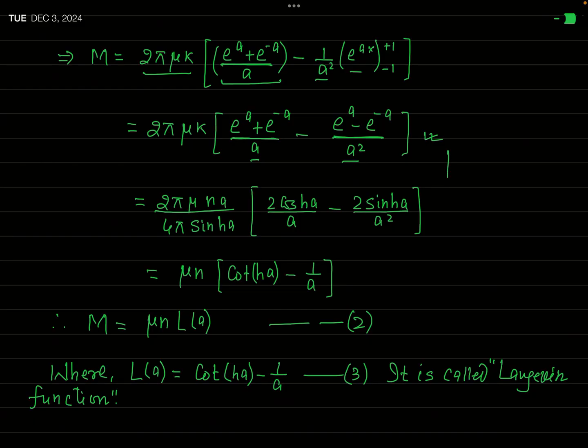Now you know that cos hyperbolic a is equal to e to the power a plus e to the power minus a divided by 2. So instead of this e to the power a plus e to the power minus a, you can write 2 cos hyperbolic a. And instead of this e to the power a minus e to the power minus a, you can write 2 sin hyperbolic a, divided by a square.